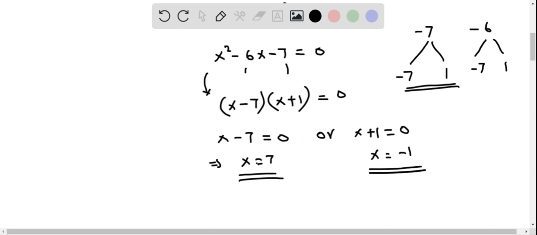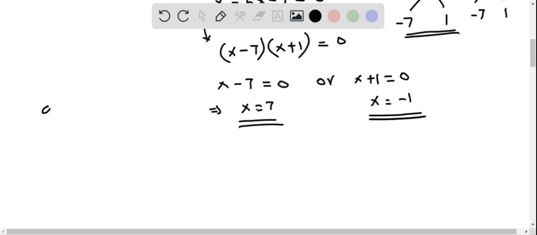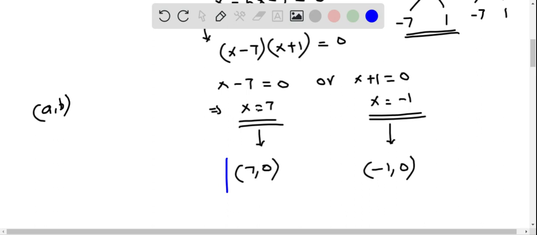And so we can write down both the intercepts in (a, b) form. And this is the x-intercept that has a negative value of x. So let's write down this in (a, b) form. So it is negative 1 comma 0, and then this is the x-intercept that has a positive value of x. So we can write down this as 7 comma 0. So therefore 7 comma 0 is one x-intercept, and another x-intercept is negative 1 comma 0.